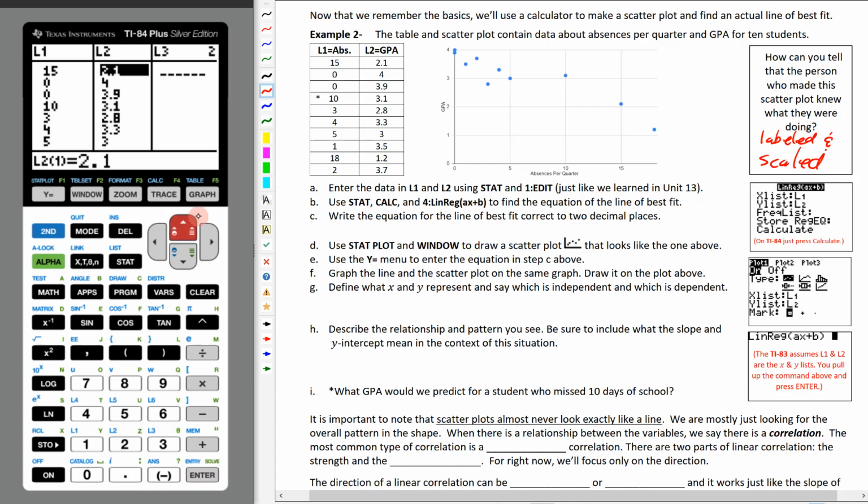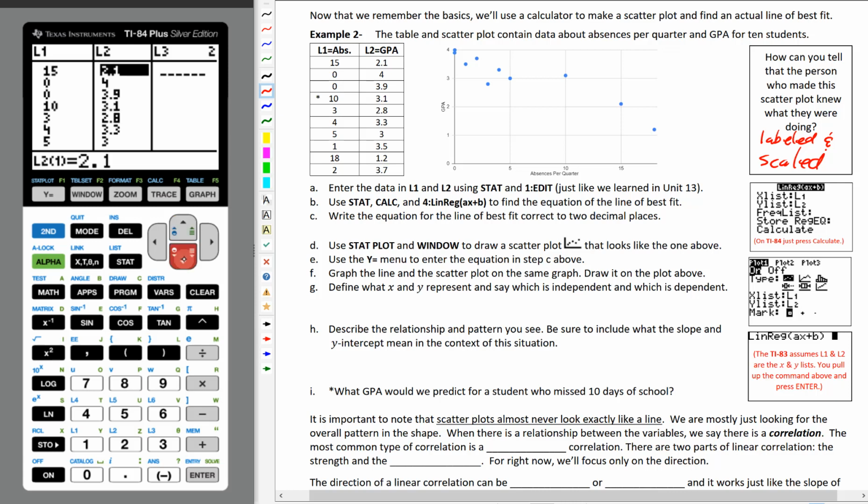I've got all the data in there, and it's always a good idea to double check. If you put the wrong data in, you're going to get the wrong answer. So always go through and make sure that you've got all the right data there. I've got 10 points. I did this earlier. I went through and double checked. So I'm in good shape. I've got everything in there.